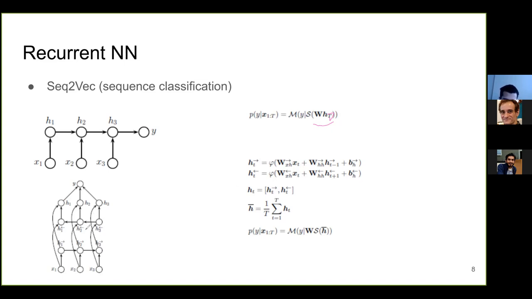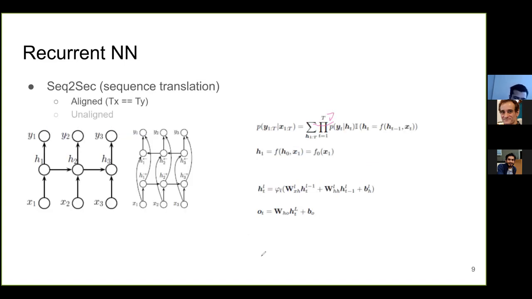For the bidirectional RNN, we maintain two types of hidden state. One goes from left and another goes from right. They have similar functions, and the hidden state for a given position includes both from the right and left. For predicting y, we aggregate all the hidden states and then run that hidden state through a linear transformation.